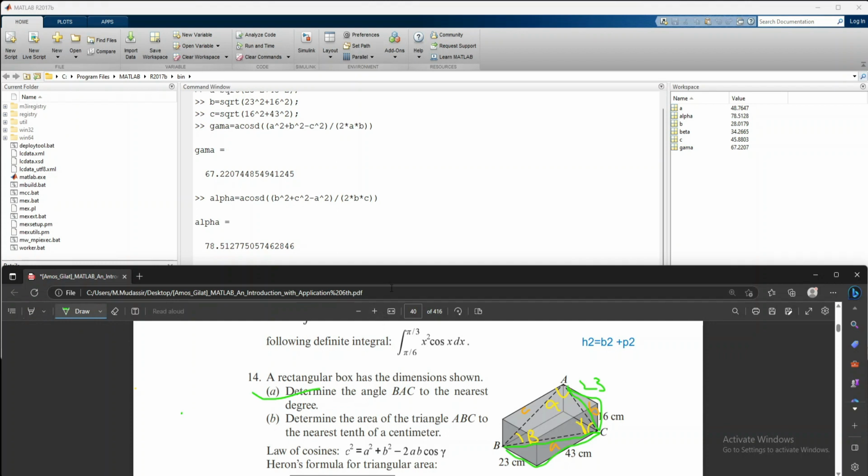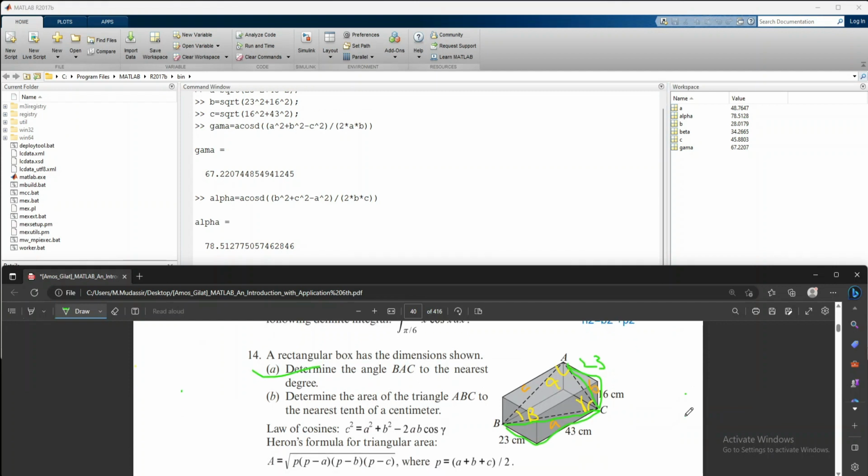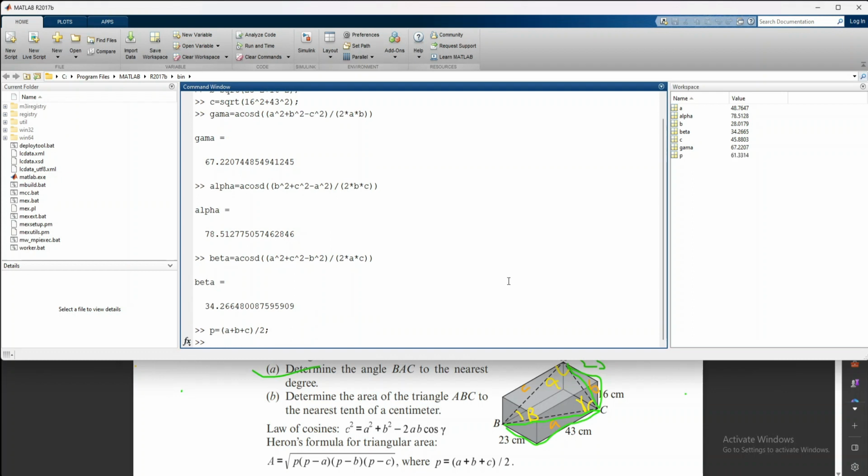Now part B, determine the area of the triangle A, B, and C. For the area of the triangle, we have the formula: area is equal to square root of P into P minus a, into P minus b, into P minus c, and P is defined as a plus b plus c divided by 2. So we have to again define the variable. P is equal to bracket a plus b plus c, bracket close, divided by 2, and semicolon. P is here, 61.33.